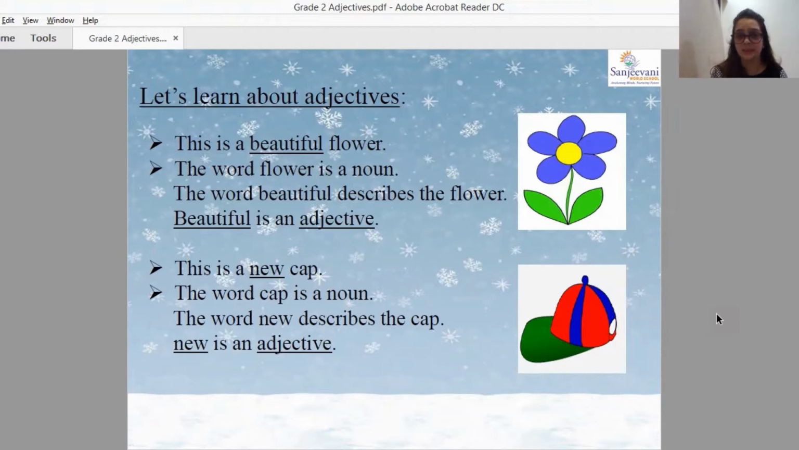The next picture is of a nice cool cap, right? Now I'm saying that this is my new cap. So the word cap is a noun, and the word that describes the cap is new. So the word new is an adjective.